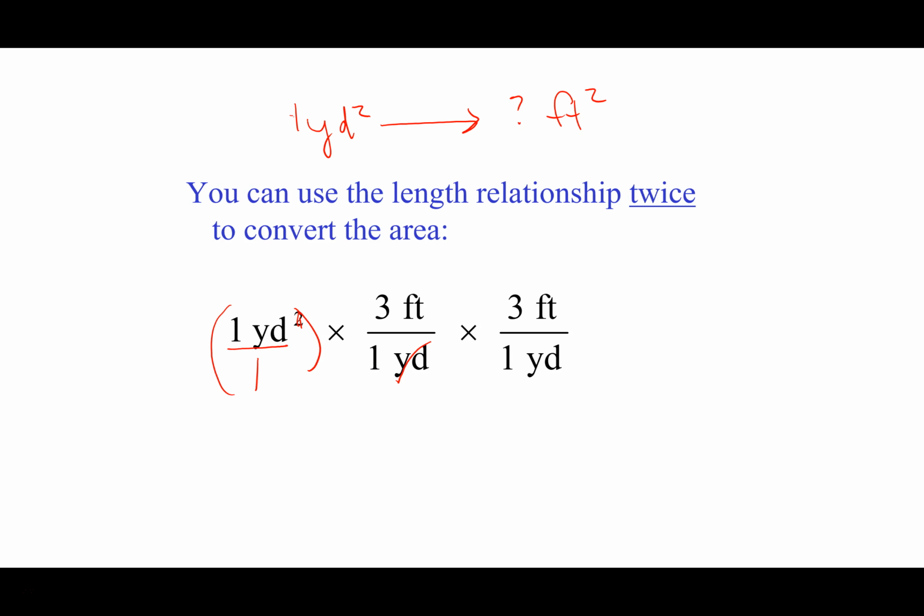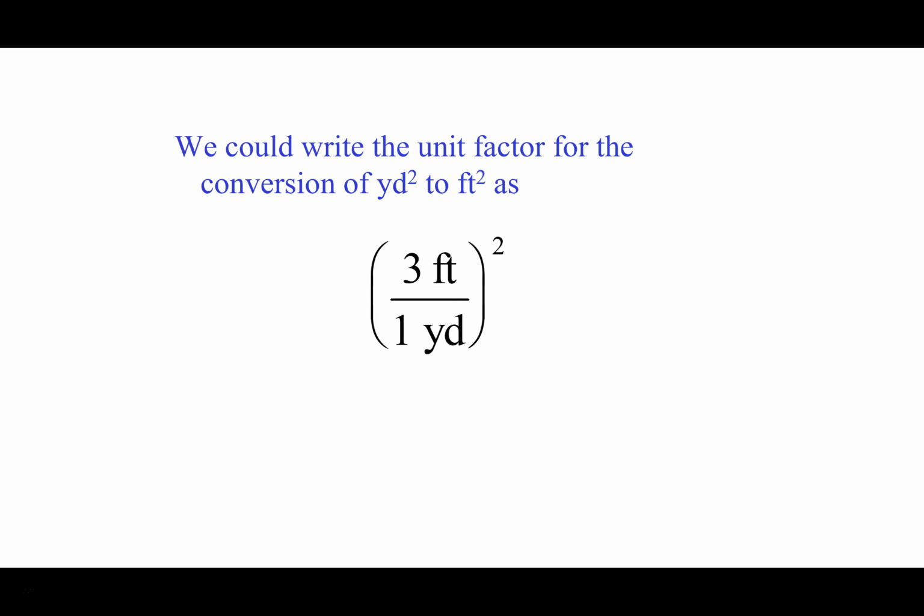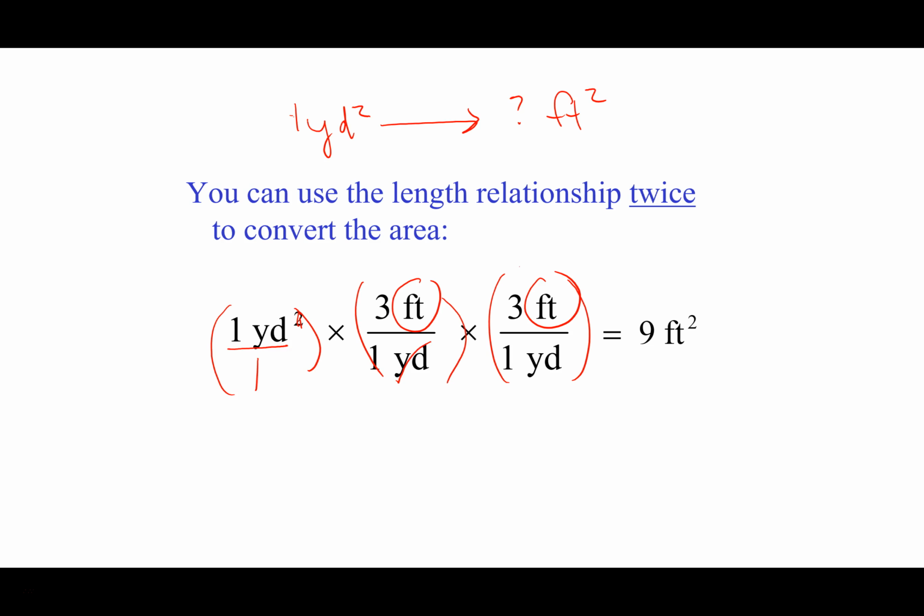If I introduce one more term, and you'll probably see, instead of the multiplication symbol, I'll just put parentheses around each term. Now, my yards squared in the numerator cancel with the 2 yards in the denominator. And we're left with units of feet in the numerator. And by golly, if we take 3 times 3, of course we get 9. And you're back to the 9 feet squared. Okay, that's it.